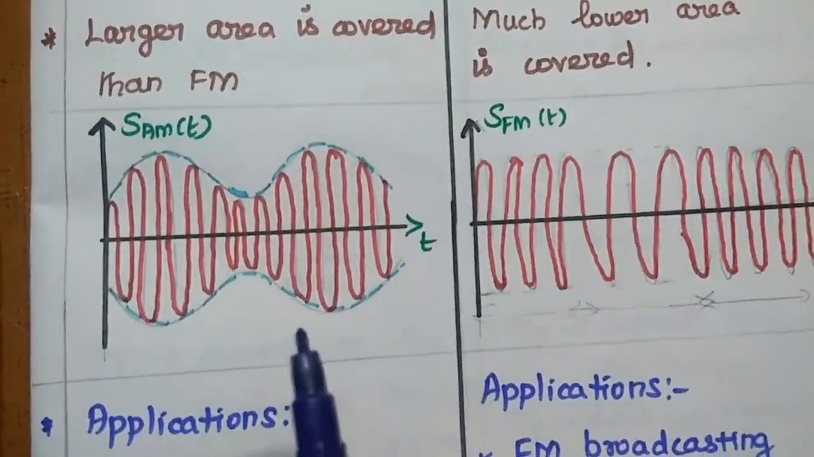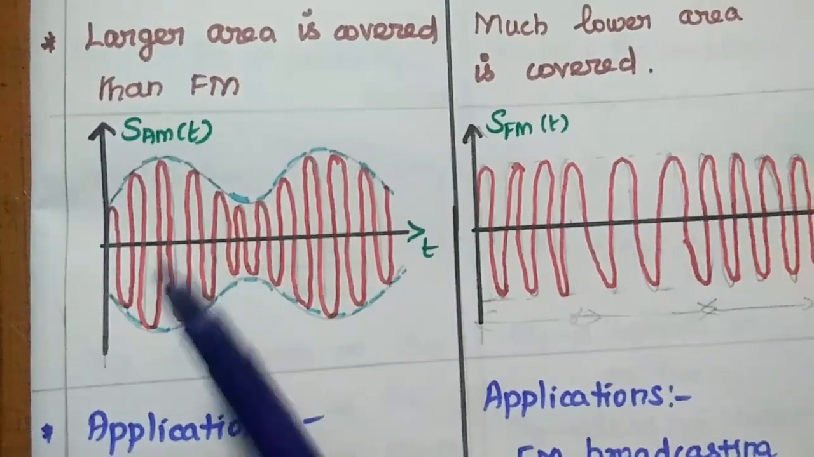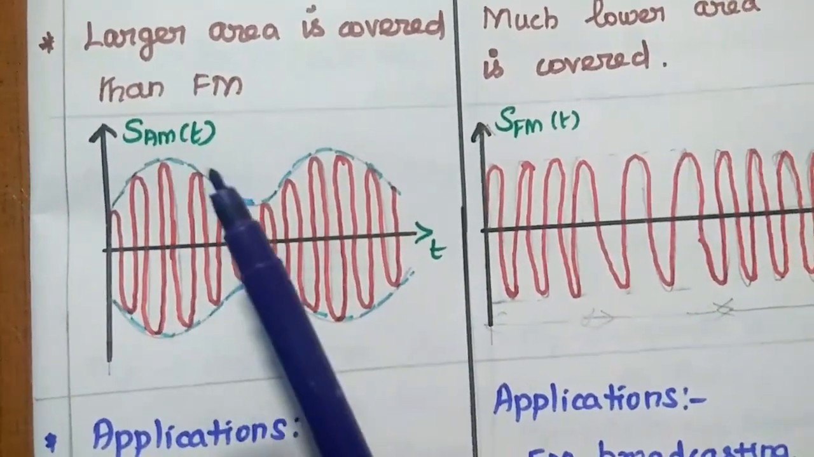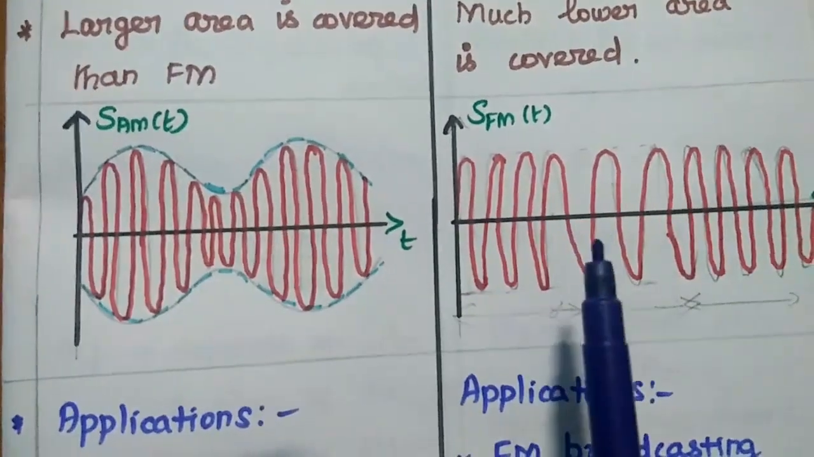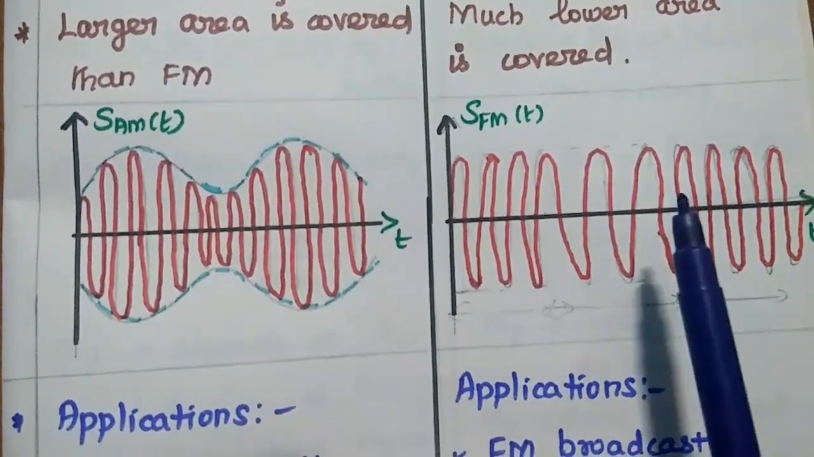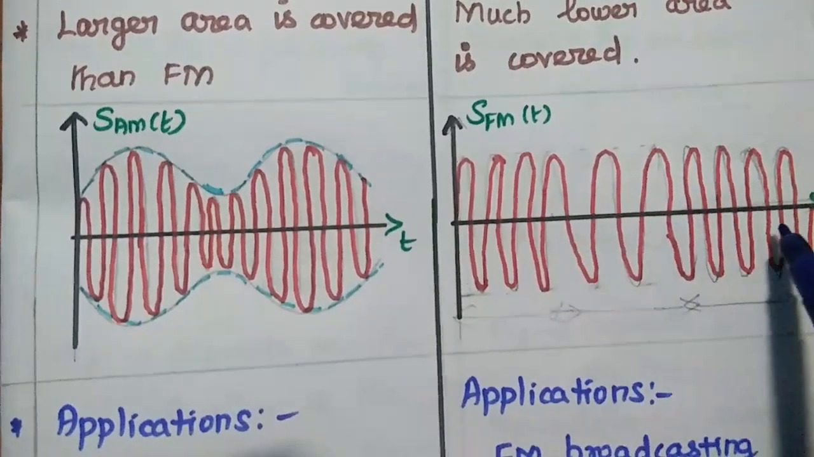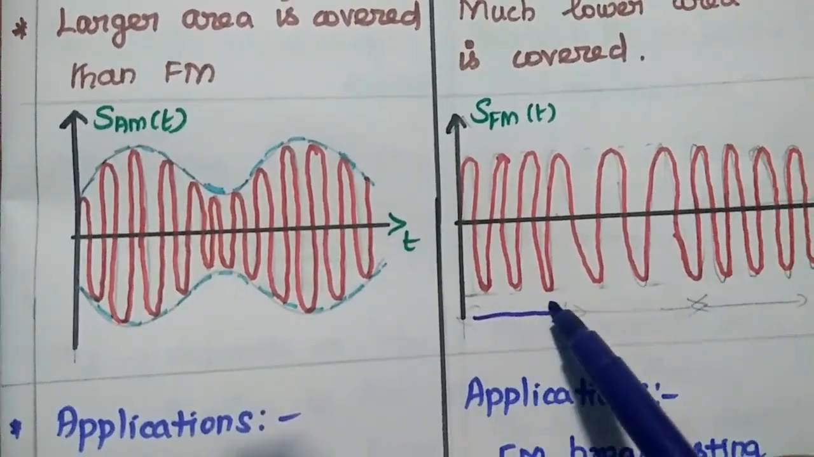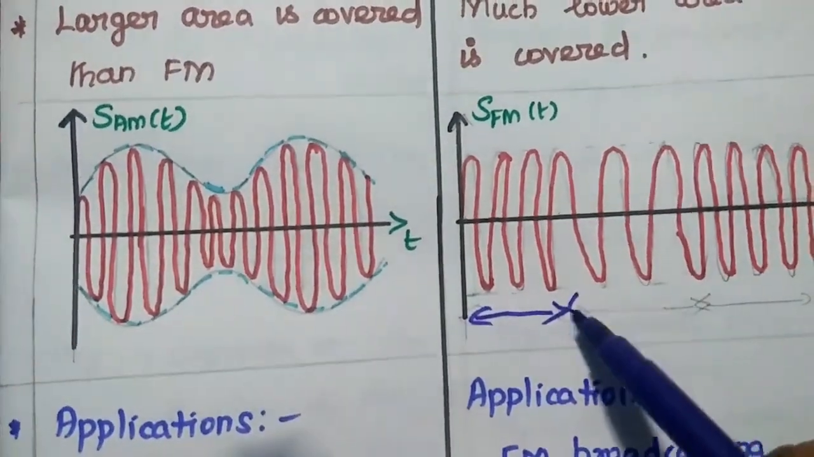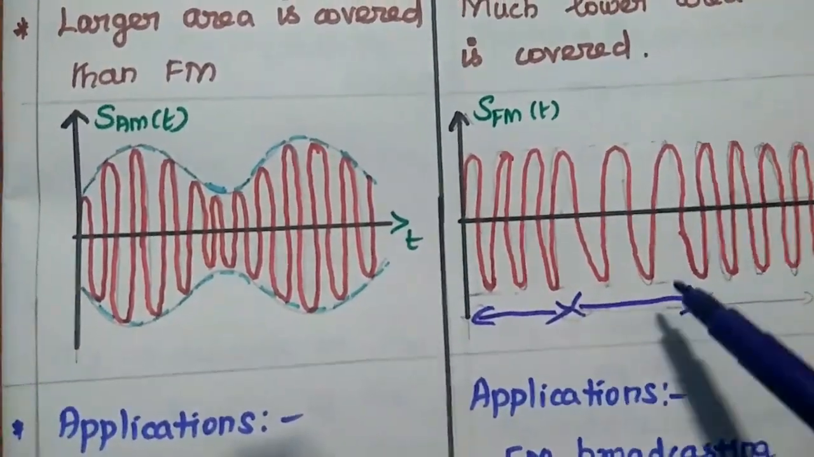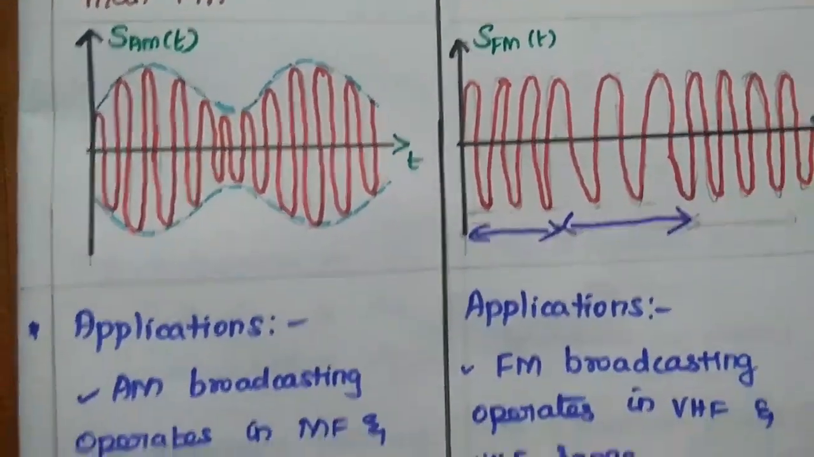This is the signal diagram of amplitude modulation, where the amplitude of the carrier signal is varied. This is the signal diagram of frequency modulation, where the frequency of the carrier signal is varied. So during the positive cycle there is no change in frequency, but during the negative half cycle there is a change in frequency.